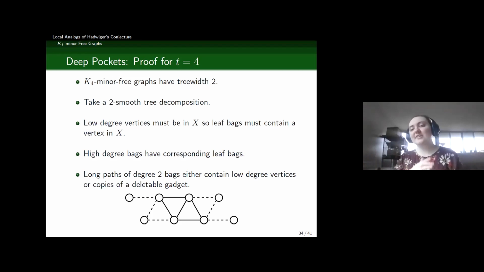And then you just kind of go through it and you realize that either there's a vertex sticking out that's just in one bag, so it's low degree, so it's in X, or it contains a copy of this little deletable gadget. So here, these are the coboundary. So these are the outside vertices, and then you can color this with lists of size 2, 3, 3, 2.